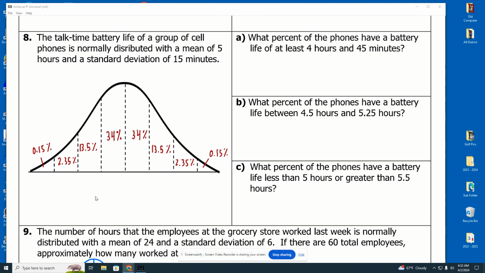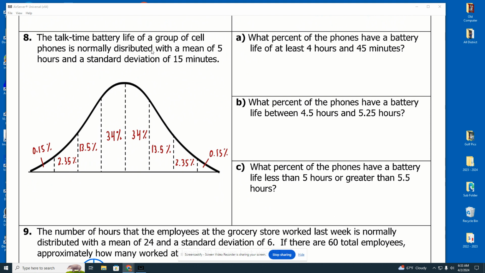Number 8 was a little tricky because it says it's normally distributed with a mean of 5 hours and a standard deviation of 15 minutes. The reason that I thought this one was a little tricky is because the questions are asked in 2 different formats, and that threw some people off, or it has in the past. I don't know if it did you guys. Like A is written in 4 hours and 45 minutes, where B switches it up and it's doing 4.5 and 5.25. And then C, of course, does that same thing. And that kind of threw a couple people off.